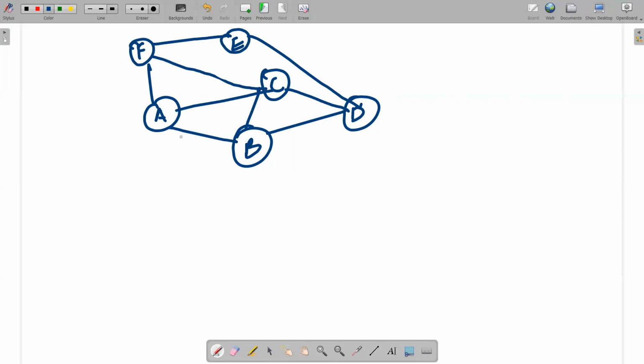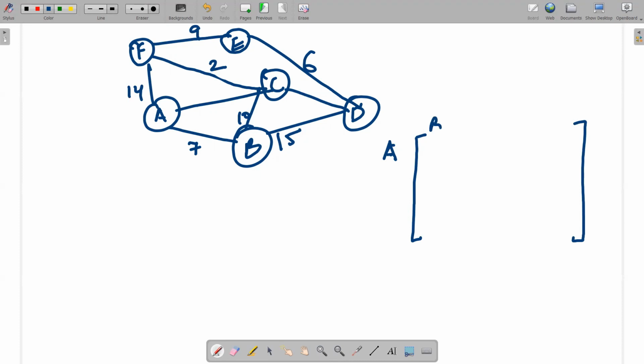If I have to give their values, it would be 7 distance from A to B, 15 distance from B to D, 10 distance from B to C, then 2 distance from F to C, 14 distance from A to F, 9 distance from A to E, and 6 distance from E to D. So that is what is given to us. We will construct a graph of whatever distances we have to calculate. Earlier we will try to find the direct distances. I have to find the minimum distance from A to B, C, D, E, and F.